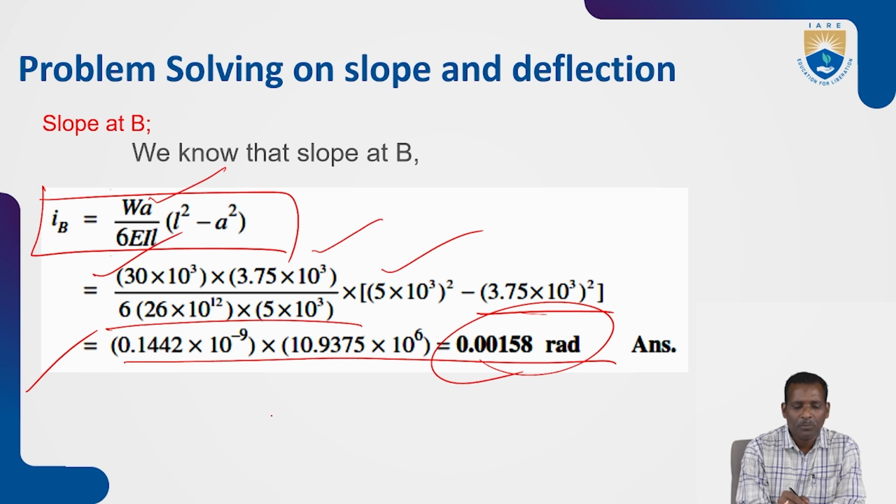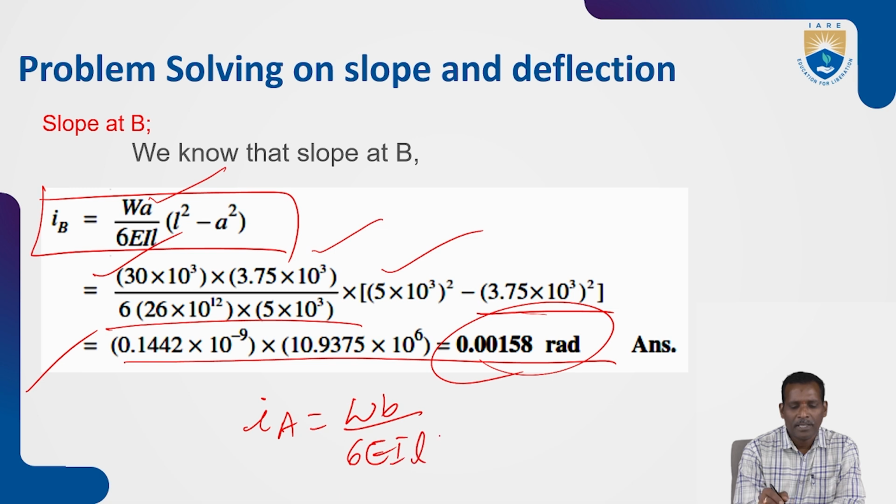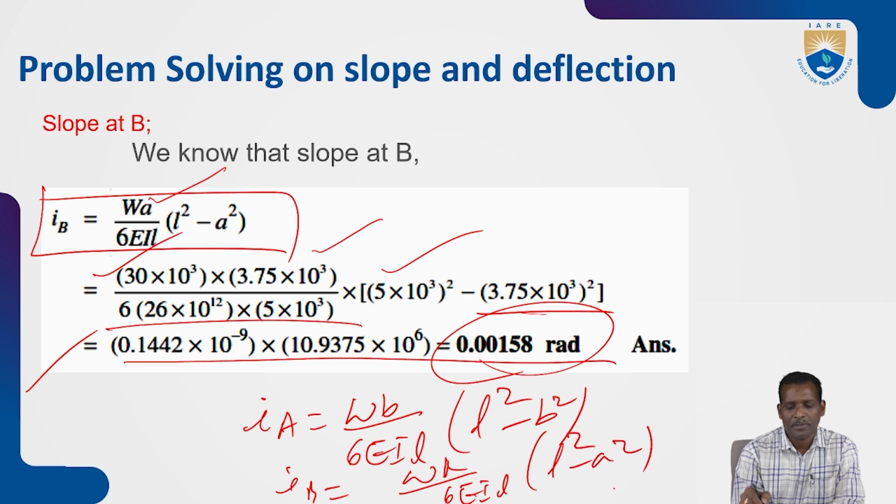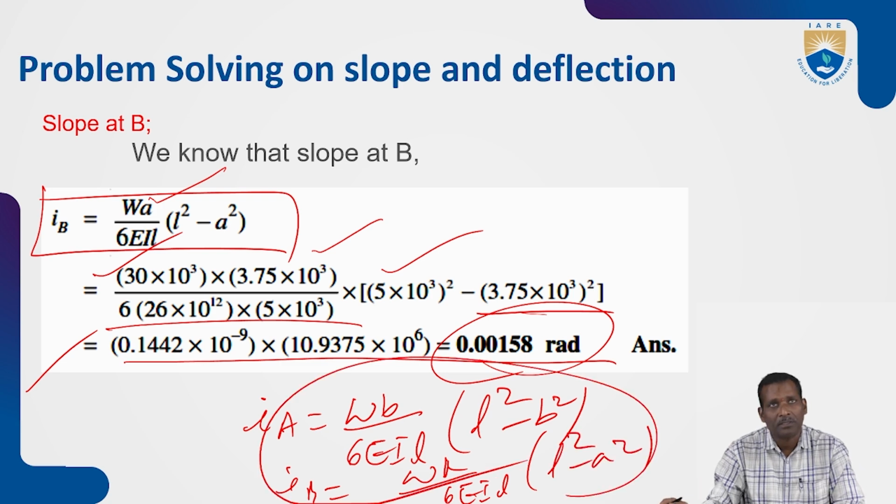So here the important equations: the slope at A is WB by 6 EIL into L square minus B square. The slope at B is WA by 6 EIL into L square minus A square. These two equations are important for this problem.